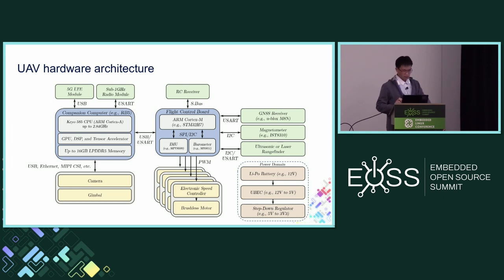Switching to another perspective. In the middle part, we have the flight control board, which is usually based on ARM Cortex-M. For example, a very popular microcontroller on PixHawk hardware is the STM32H7, which supports 480 megahertz of computation power. And there are multiple sensors connected directly to the flight controller, including the inertial measurement unit, the barometer, the magnetometer, and the GPS receiver. On the left-hand side, we have a companion computer connected to the flight control board using USB or UART. The camera and gimbal are connected to the companion computer, and the video can be streamed over 5G LTE internet. And as a backup data link, we have a sub 1 gigahertz radio module.